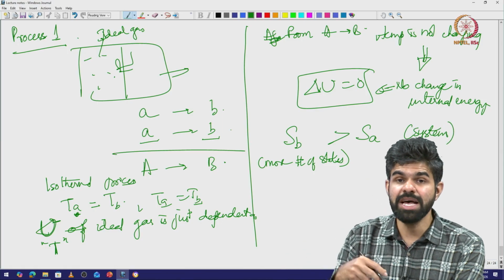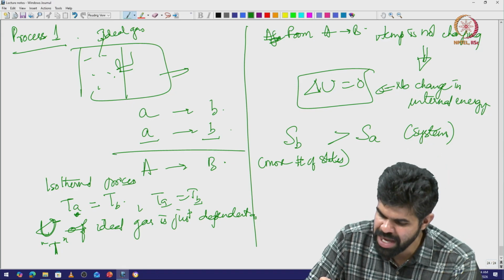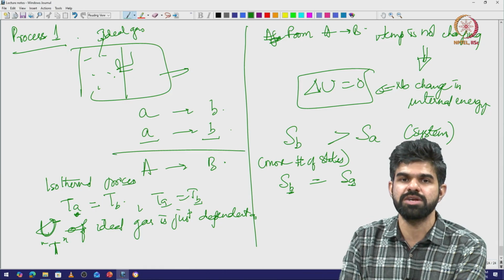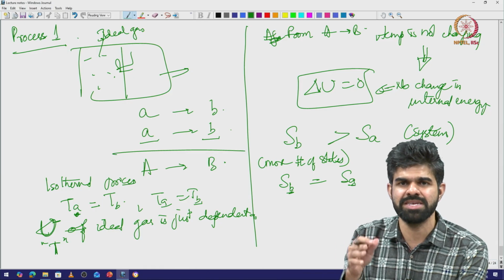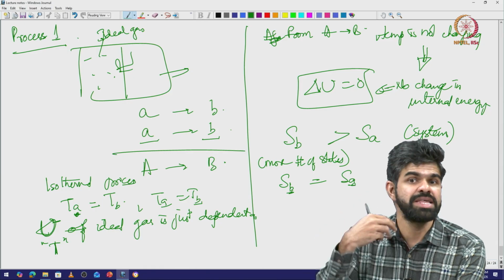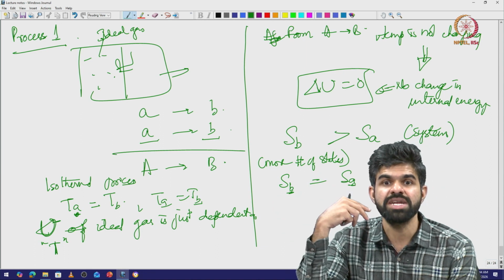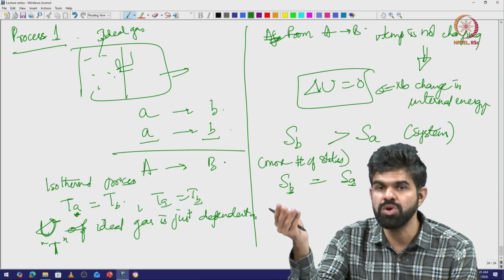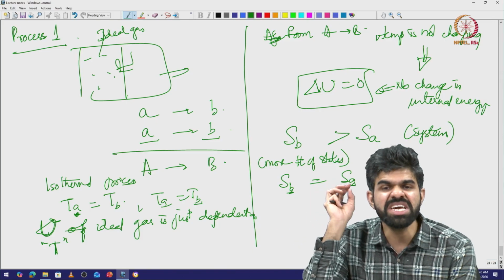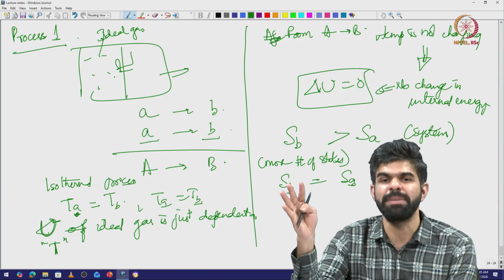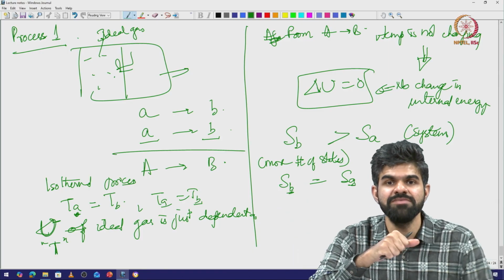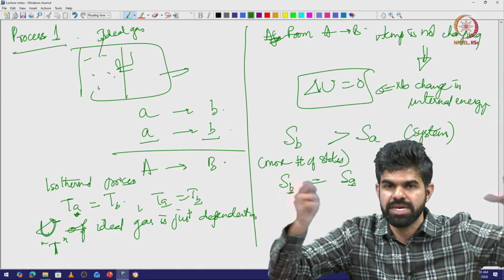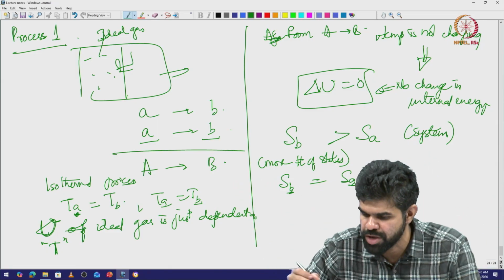And what is happening for the surrounding? For the surrounding, S of B bar is equal to S of A bar, nothing has changed for the surrounding, right. So, the number of states has not increased or decreased, there is no exchange of heat, and I am not doing any work on the surrounding. Surrounding is as it is, as if nothing has happened to it. It is only the system where the gas has expanded against some free volume, against vacuum.